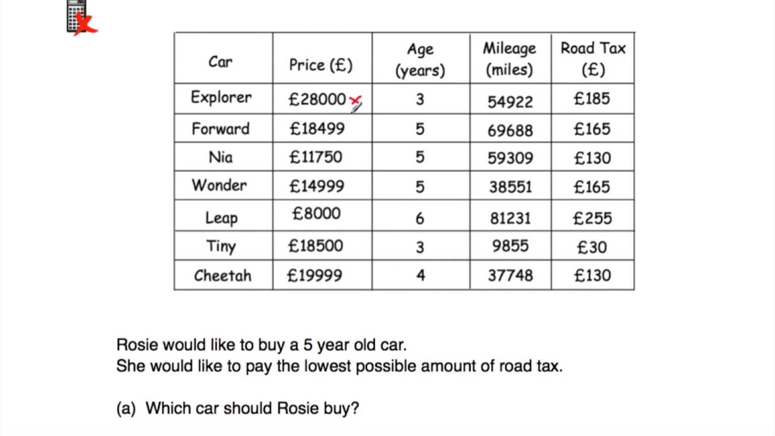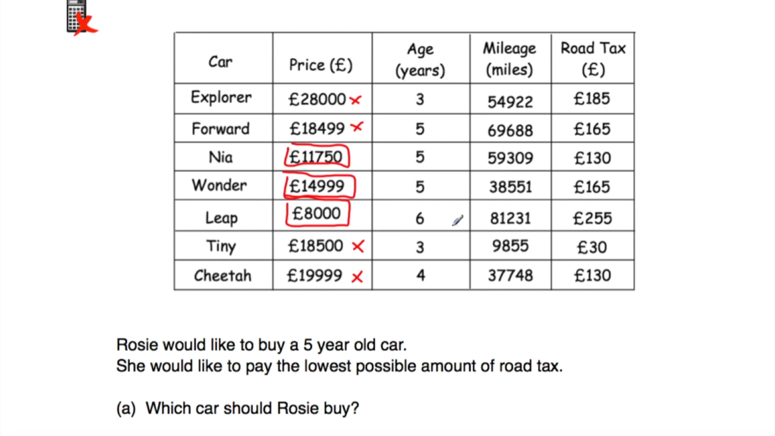So he can't buy this car. He can't buy this car because he only gets £16,000. He could buy this car. He could buy this car. It's under £16,000. He could buy this car, but he couldn't buy this car or this car. So that means that Killian's got a choice of 3 cars. He could either buy the Nia, the Wonder, or the Leap.